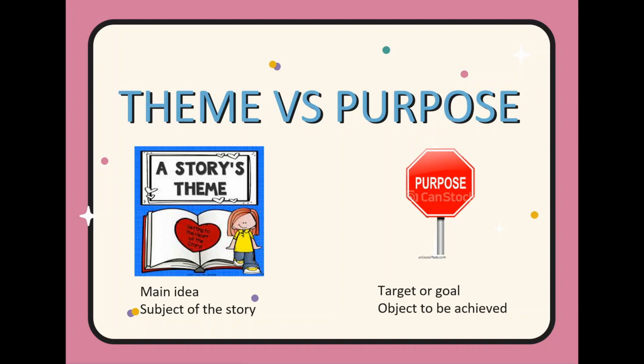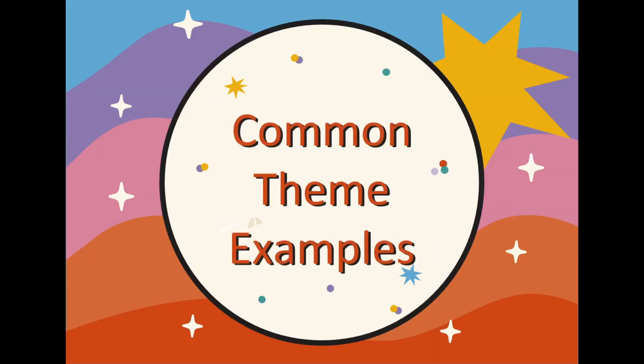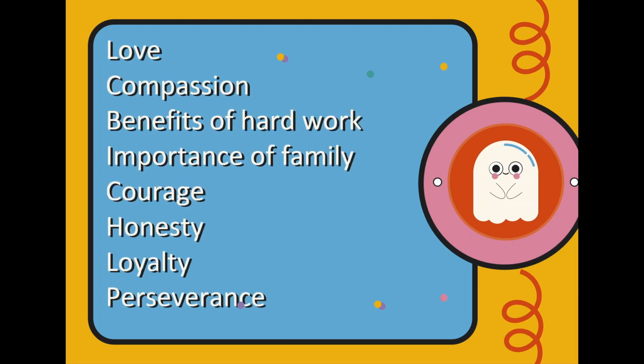So having understood the difference between theme and purpose, let us now look at some of the common theme examples. Here I have listed some of the common theme examples: love, compassion, benefits of hard work, importance of family, courage, honesty, loyalty, and perseverance.